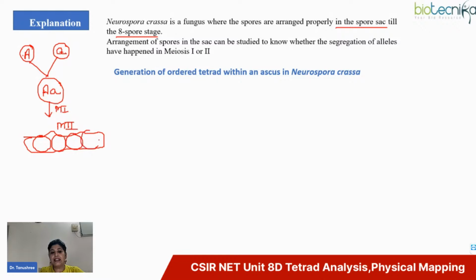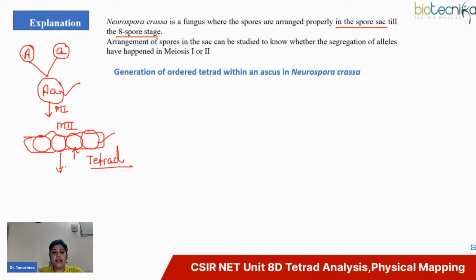So what is an ascus? It's a cylindrical structure which contains the spores of ascomycete fungi. So in the sexual reproduction of fungi, the haploid spores fuse to form a diploid zygote, and finally the zygote goes through meiosis and produces a group of 4 haploid spores, which we call a tetrad. These ascospores, the spores of ascomycete fungi, are arranged in an ascus, which is a cylindrical, bag-like structure.